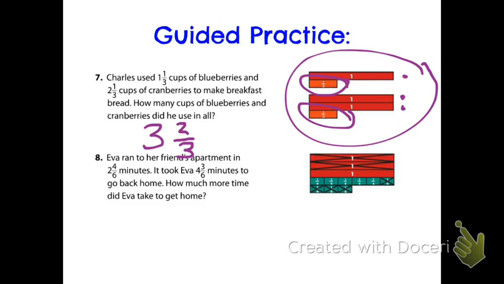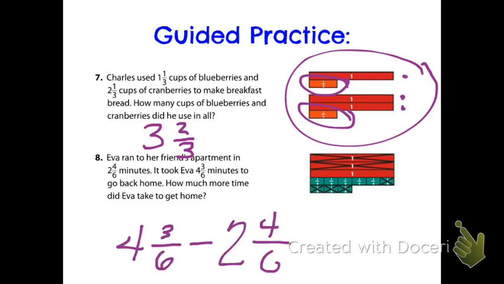Now we're going to take a look at a subtraction one. It says, Eva ran to her friend's apartment in 2 and 4/6 minutes. It took Eva 4 and 3/6 minutes to go back home. How much more time did she take to go back home? So we would take the time that it took to get home minus the time that it took to get there and see what we have left over.